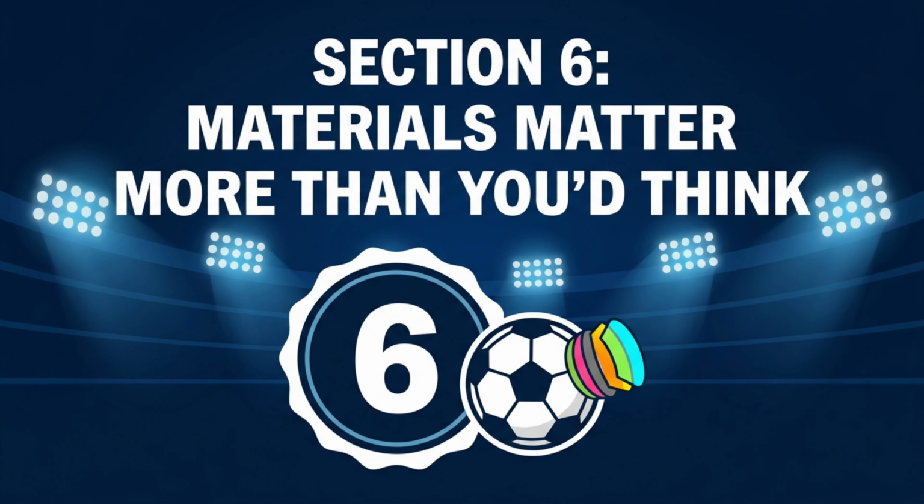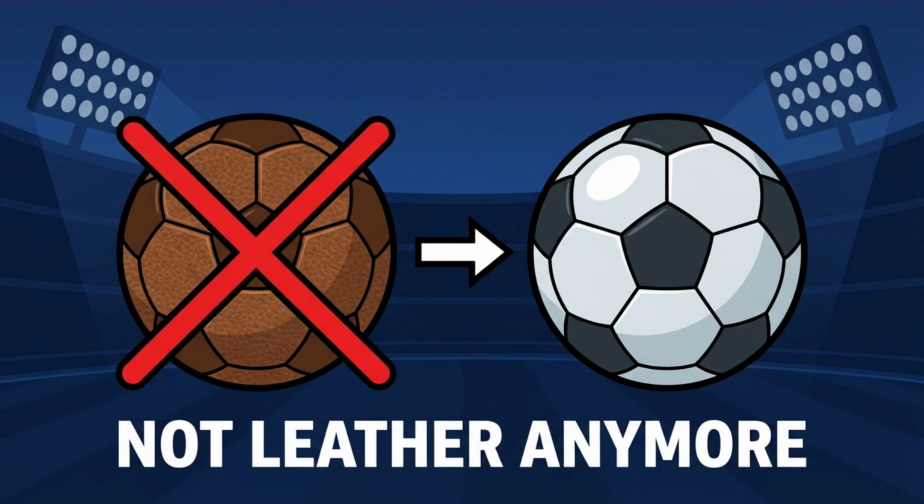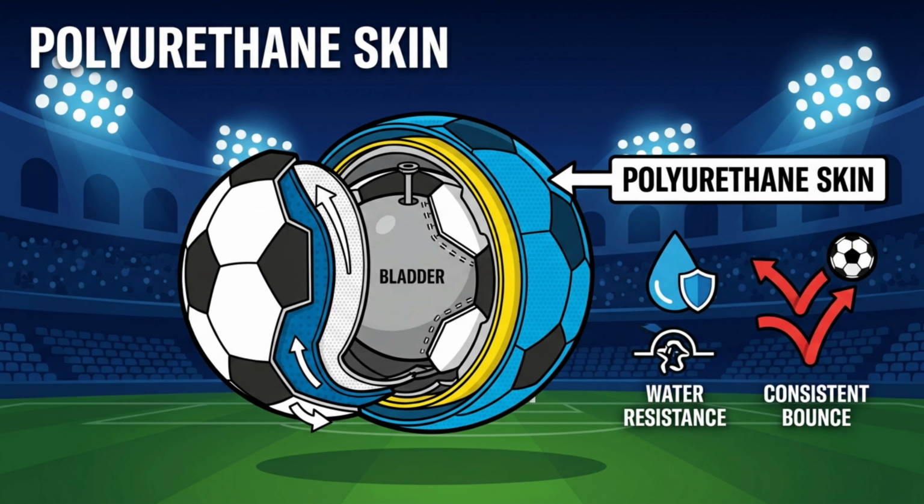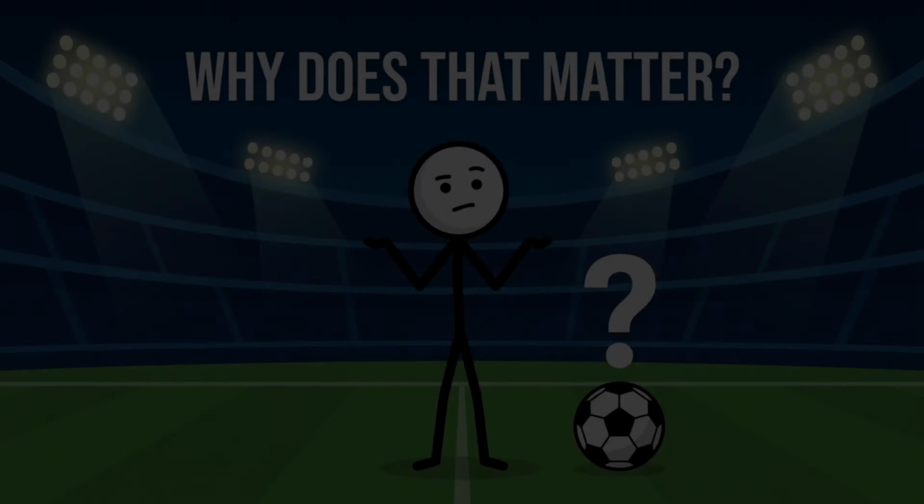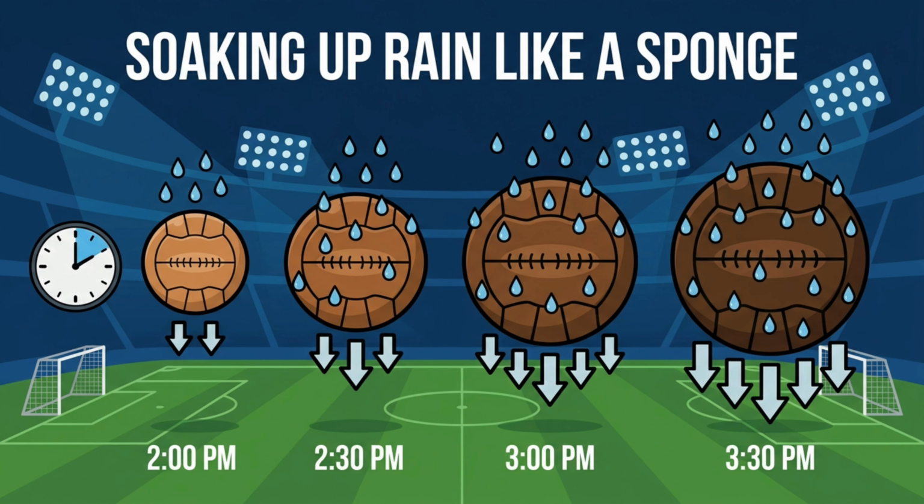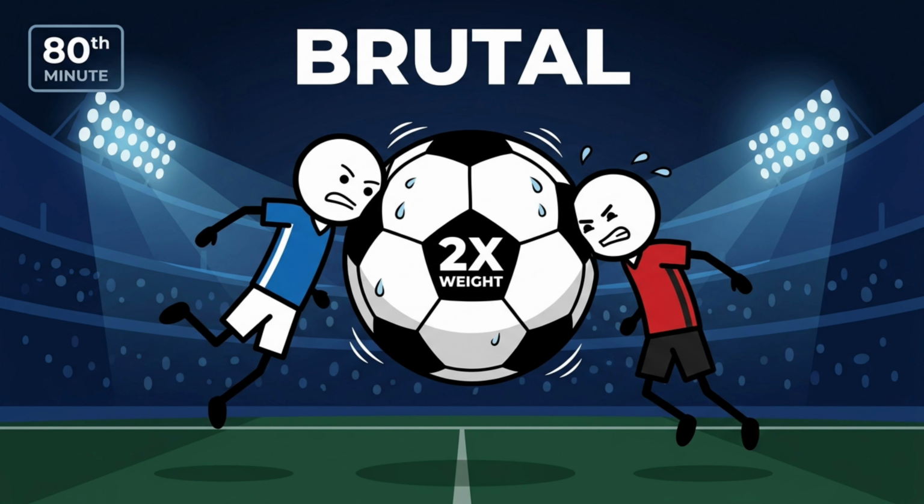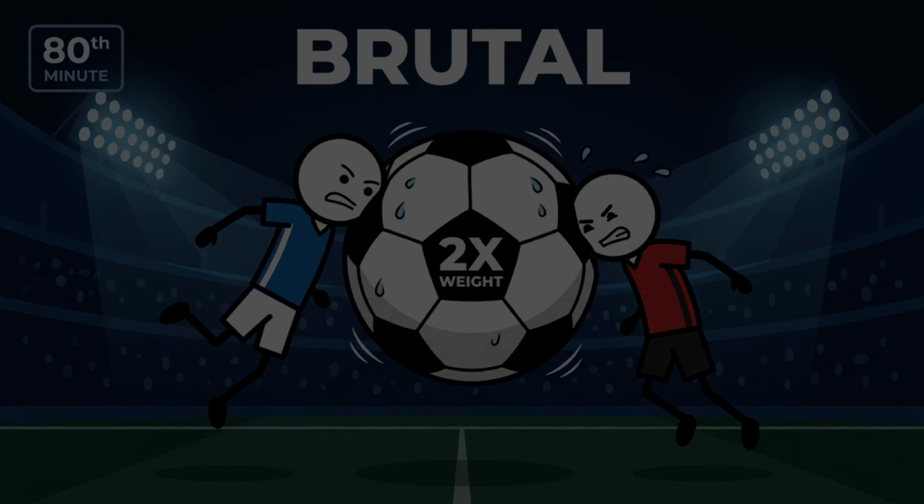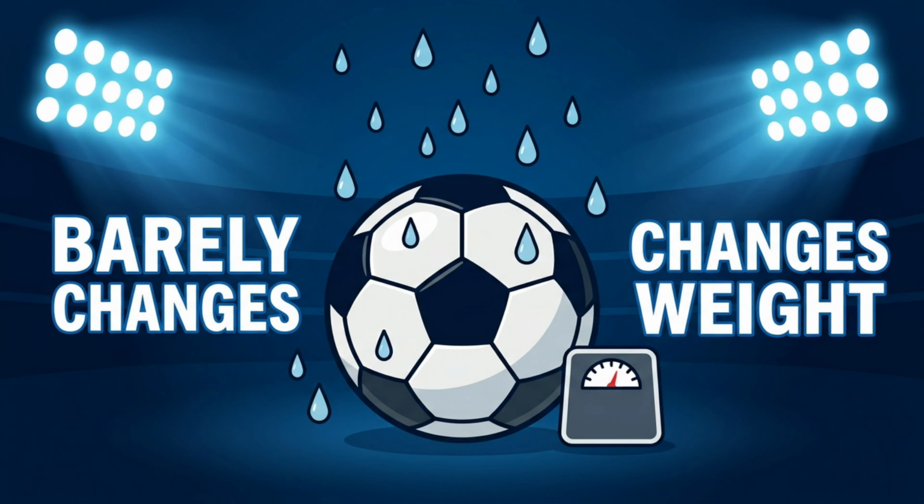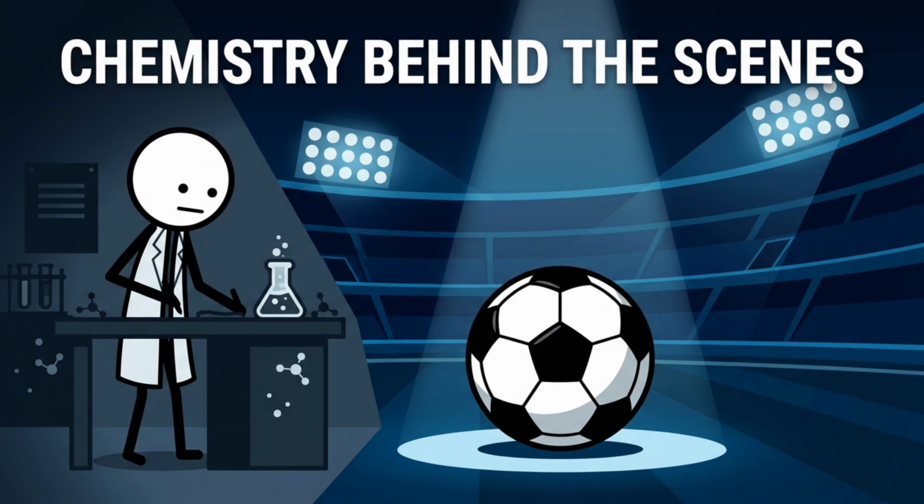Section 6. Materials matter more than you'd think. The outer layer isn't leather anymore. It's usually a polyurethane skin, engineered for water resistance and consistent bounce. Why does that matter? Old leather balls used to soak up rain like a sponge, getting heavier as the match went on. Imagine your header duel in the 80th minute against a ball that now weighs twice what it did at kickoff. Brutal. Modern balls barely change weight in the rain. That's not an accident. That's chemistry doing quiet, unglamorous work behind the scenes.